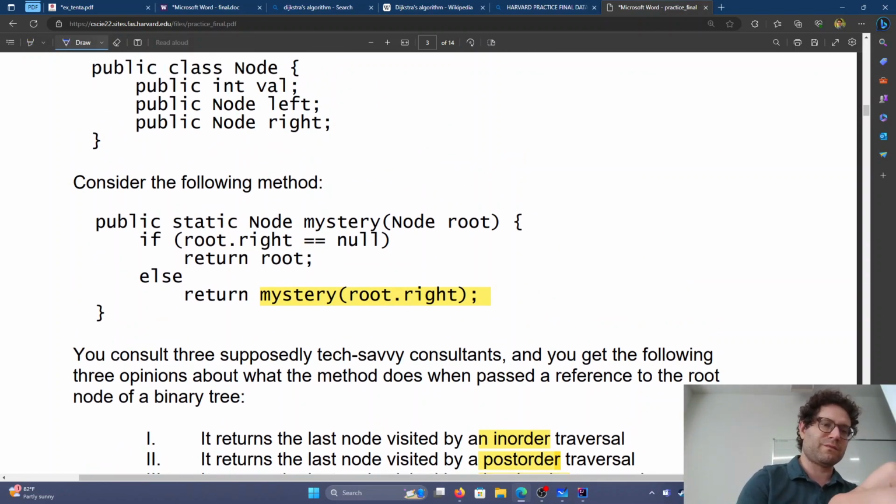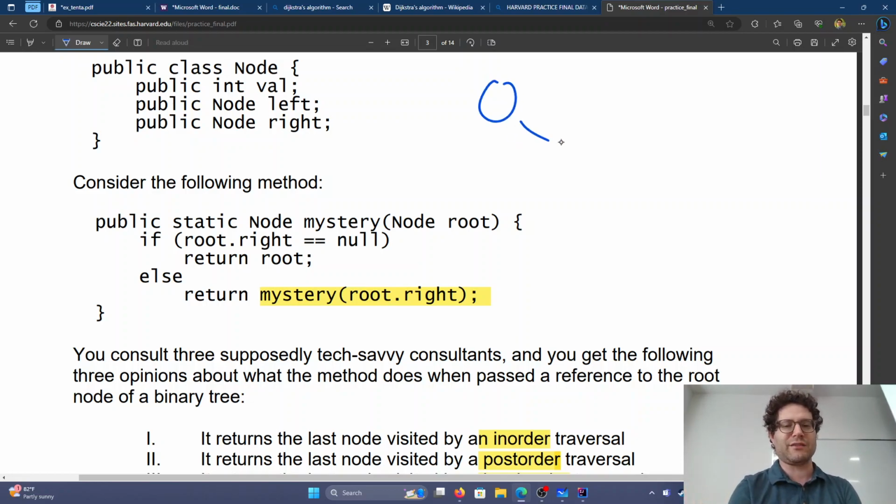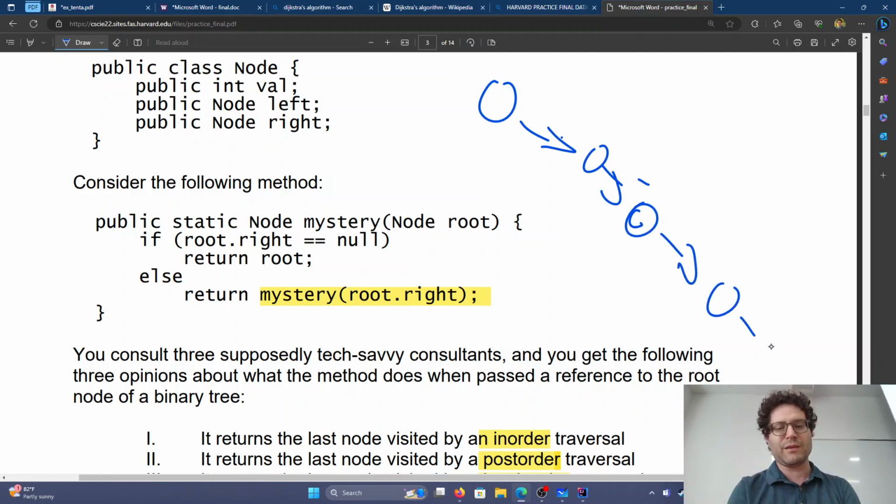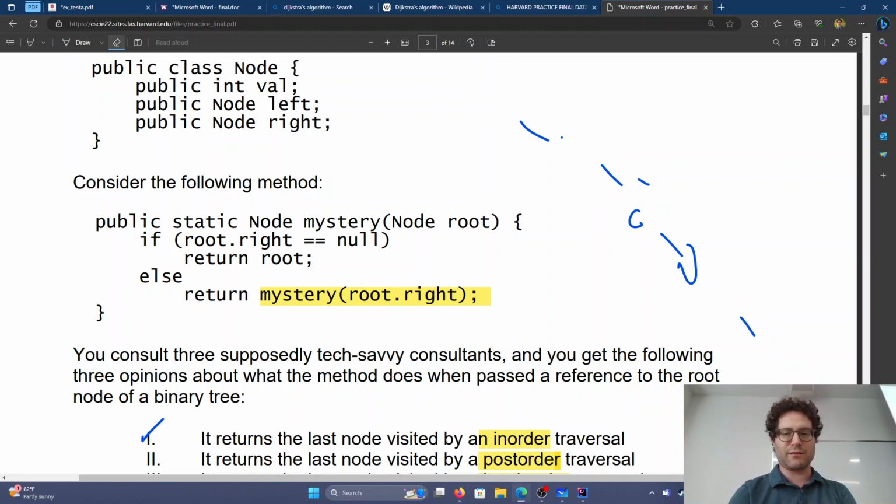So let's look at each opinion. Opinion 1 is definitely correct. Why is that? Because the last node of an in-order traversal is always the biggest node in the tree, right? It's always the node with the biggest item, and the biggest item is all the way to the right. So if we start at the beginning, we're going to keep going right and right and right. And it's always going to be the biggest item, because if we had to go left, that would be less than something. And the biggest item can't be less than something, right? So this one is correct no matter what.